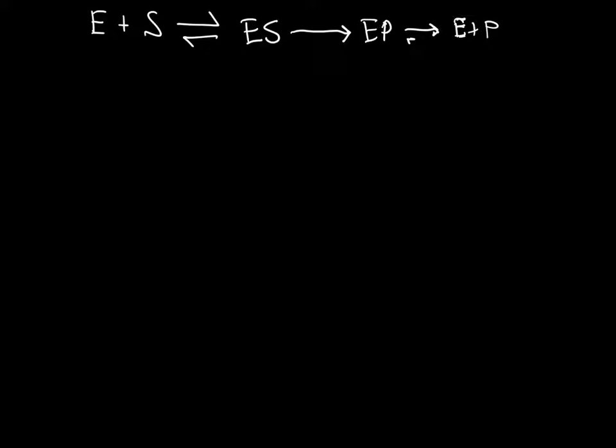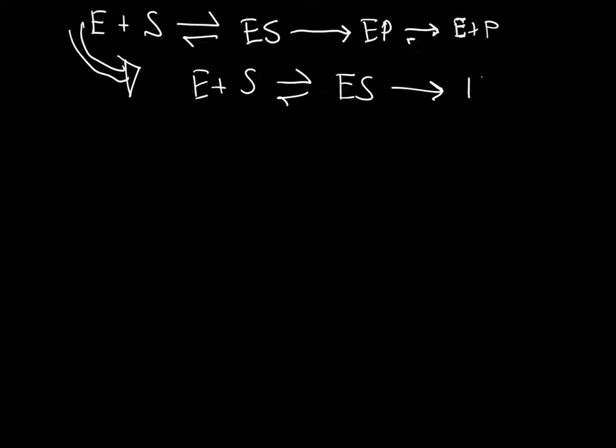So this becomes, all of this, I'm trying to do a different arrow. That is a really crappy looking arrow. That's supposed to be an arrow, but not a reaction arrow. All of it becomes this right here: E plus S to ES, irreversible, E plus P. Notice there is no EP.